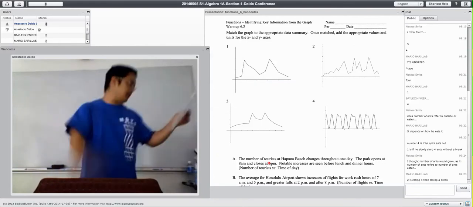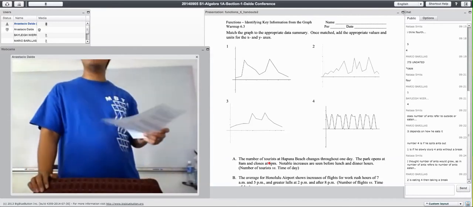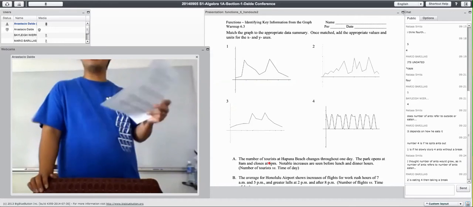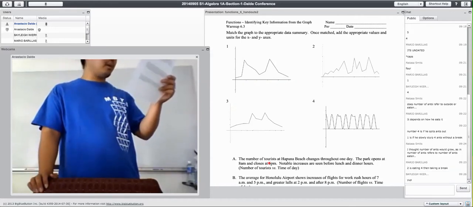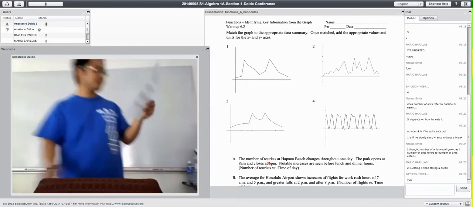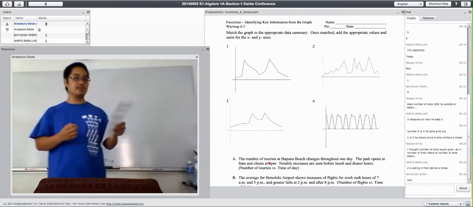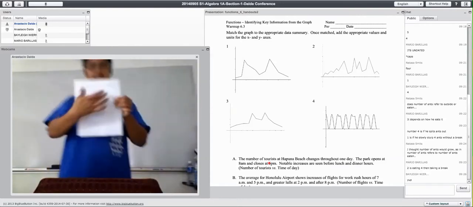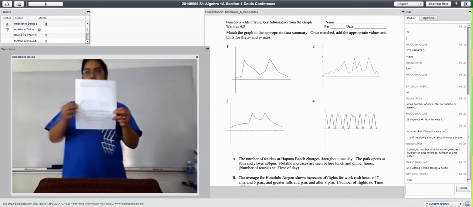The number of tourists in Hapuna Beach. Is there actually a Hapuna Beach? Does that actually exist? All right, I don't know. It probably does, right? Throughout one day. The park opens at 8 and closes at 6 p.m. Notable increases seen before lunch and dinner. All right. So, what would that graph look like? The number of visitors would be the first, second, third, or fourth. I know this is a little bit weirder, these graphs. What's your guess? Give me a guess.